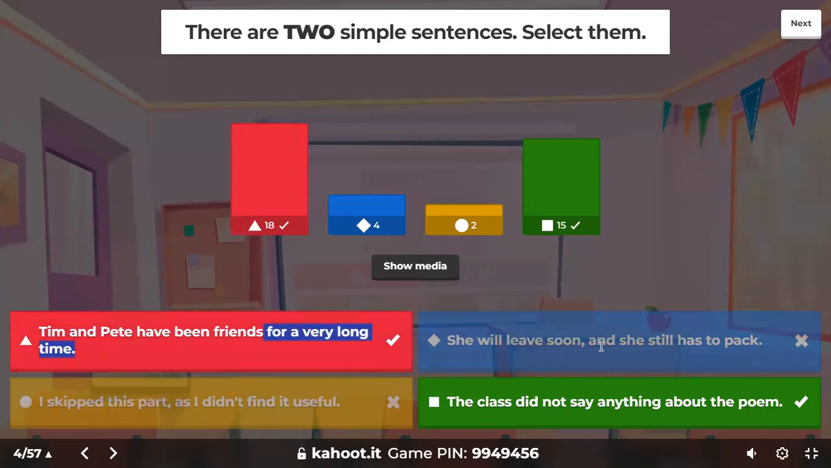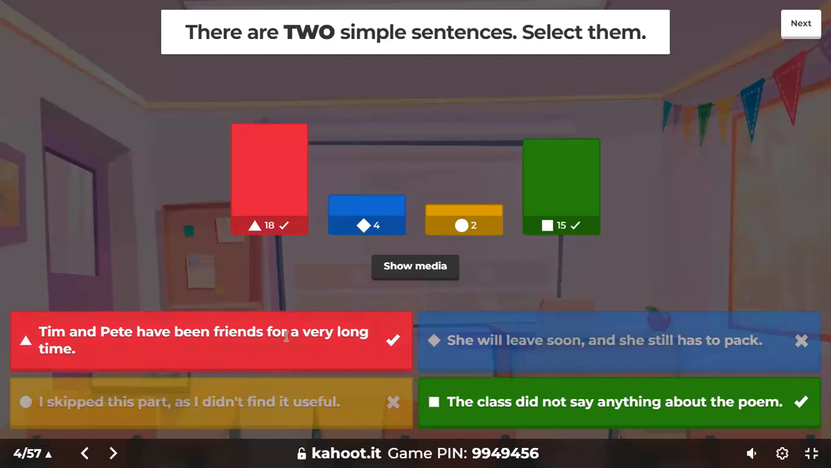She will leave soon and she still has to pack. Well, this is a compound sentence. It's not a simple sentence. Now, she is the subject, will leave. Now, this is clause number 1, subject and verb. And then we have she has, well, that's clause number 2. And they are joined by one of the 7 coordinating conjunctions. This is a compound sentence. It's not a simple sentence.